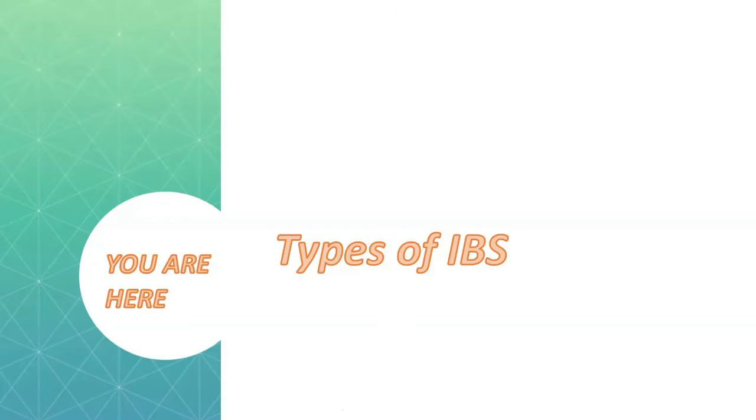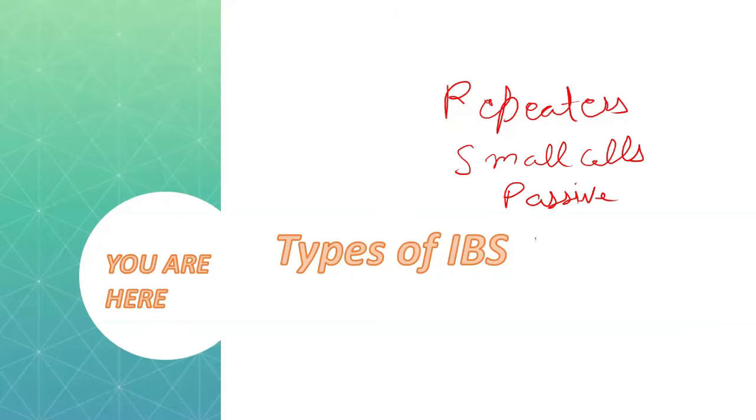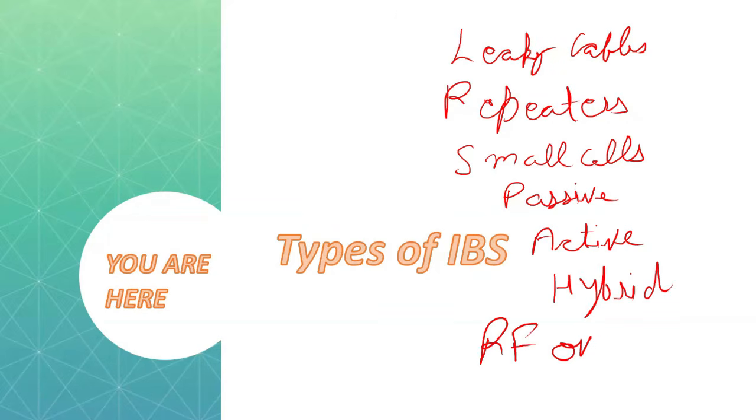Okay. So the next topic is types of IBS. There are several types of IBS solutions possible. It can be repeaters, small cells, passive DAS, active DAS, hybrid DAS, leaky cable, and RF over fiber. There can be many other solutions possible, but in this session, we'll talk about all these solutions: repeaters, small cells, leaky cables, passive DAS, active DAS, hybrid DAS, and RF over fiber.